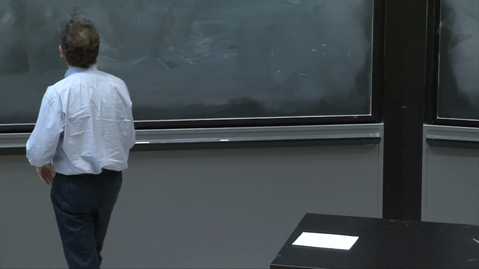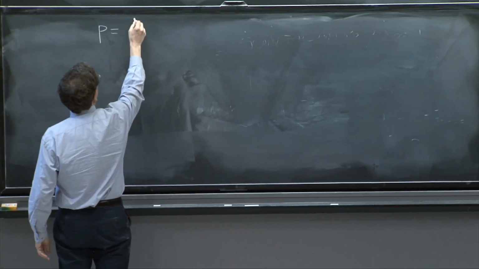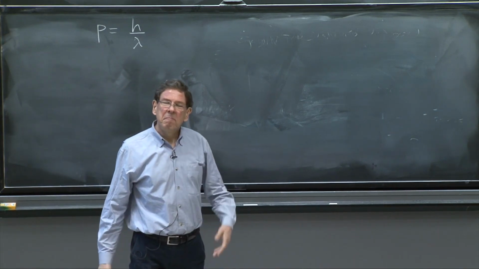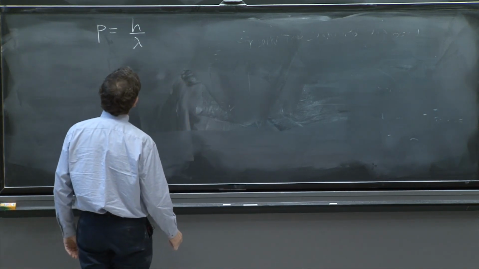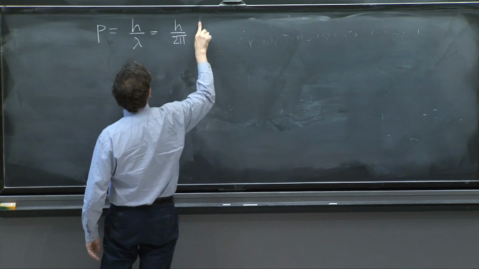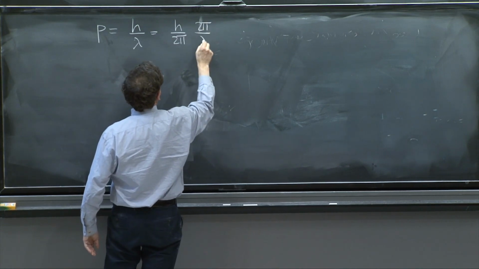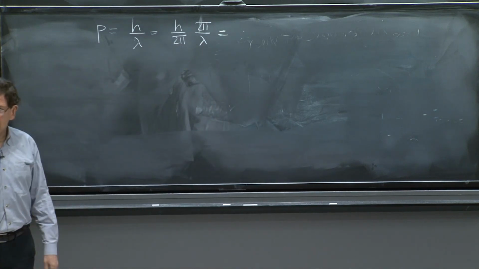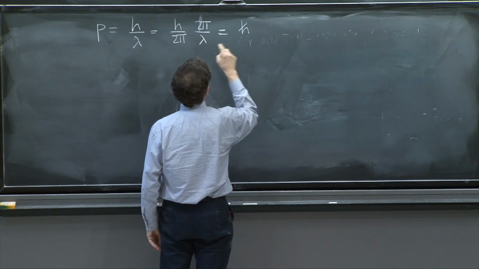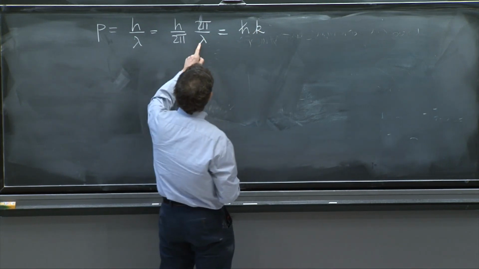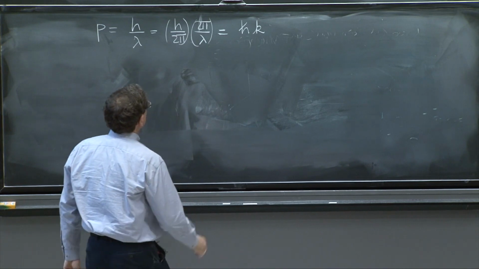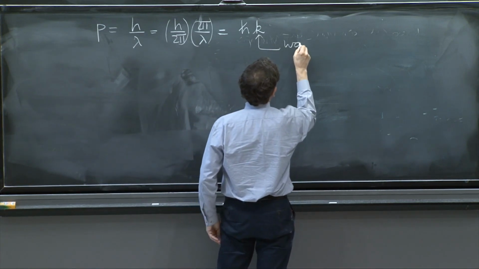So we're going to try to think of p is h over lambda. And 2 pi's are very useful sometimes. So you put an h over 2 pi here and a 2 pi over lambda. And you rewrite this in terms of quantities that are a little more common. One is h bar, and the other is called the wave number, k. So these are these two constants. And this quantity is called the wave number.